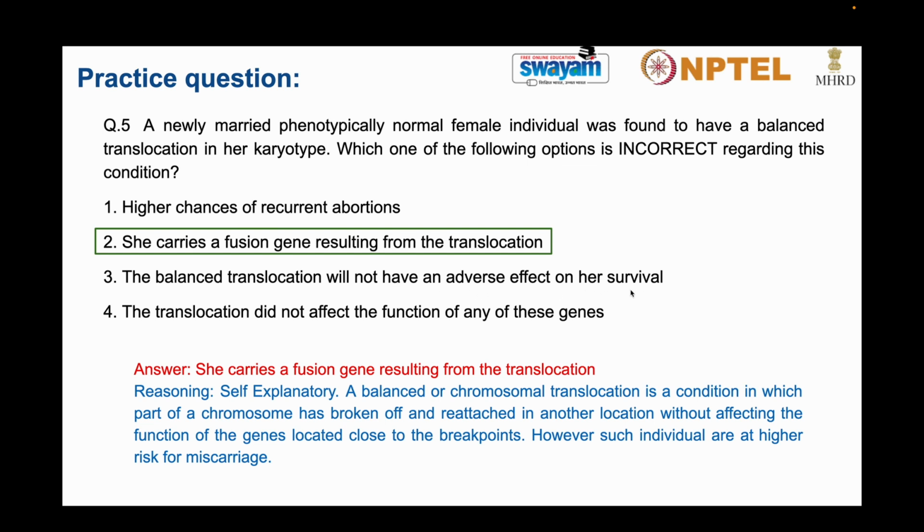So it's true, because the mother in whom the balanced translocation has occurred will not be affected. A normal female is normal, and a balanced translocation will not affect her survival. And the translocation did not affect the function of any of these genes. So this is also clear that wherever the breakpoints are, no gene function will be affected. Genes will not be broken off.